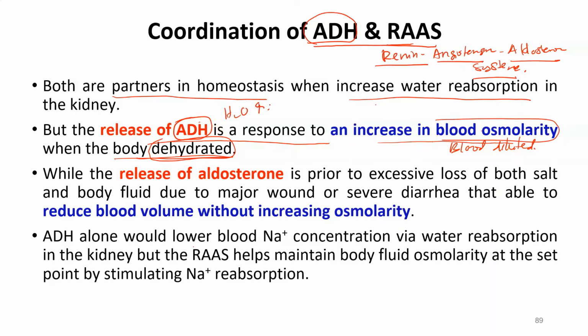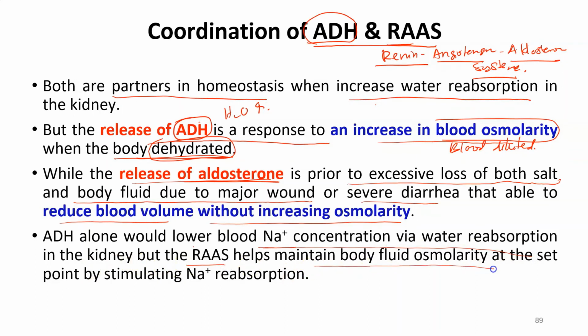While the release of aldosterone is in response to excessive loss of both salt and body fluid due to major wound or severe diarrhea that is able to reduce blood volume without increasing osmolarity. ADH alone would lower blood sodium concentration via water reabsorption in the kidney, but RAAS helps maintain body fluid osmolarity at the set point by stimulating also sodium reabsorption.